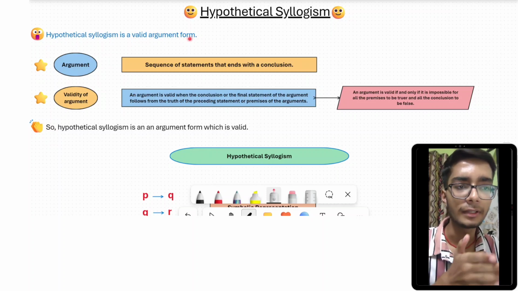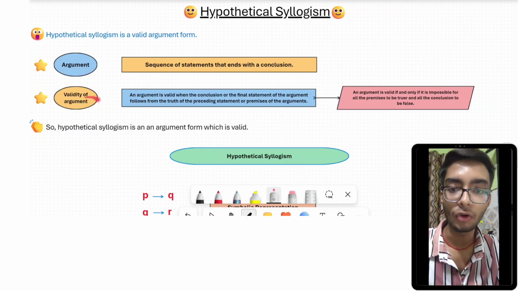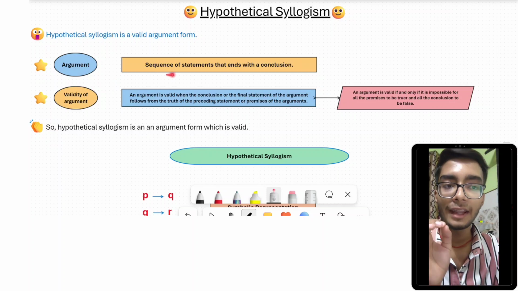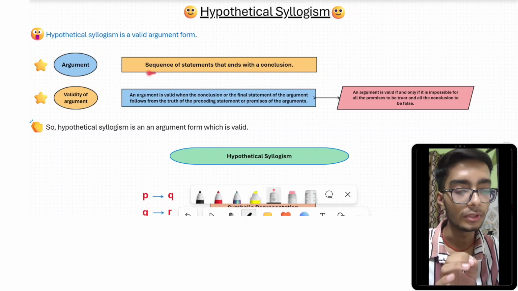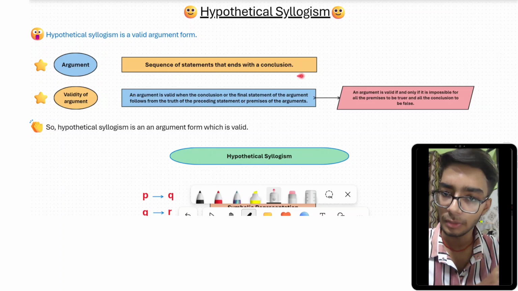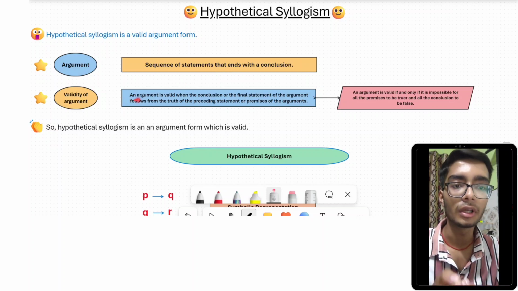Now we'll slowly divide these words and understand them: what is an argument, and what is the validity of an argument. Firstly, what is an argument? An argument is a sequence of statements that ends with a conclusion. Simple. Sequence of statements that ends with a conclusion. Now we'll see validity of arguments.